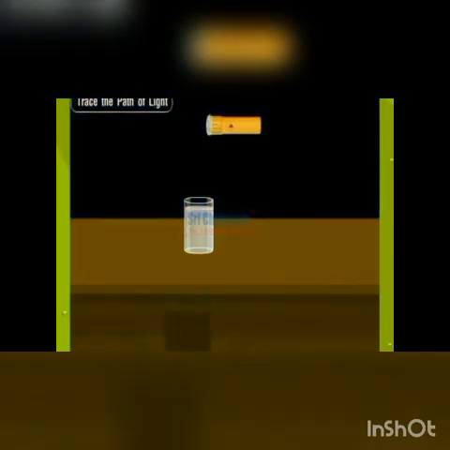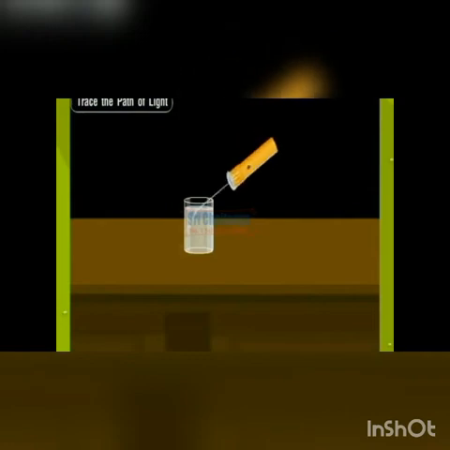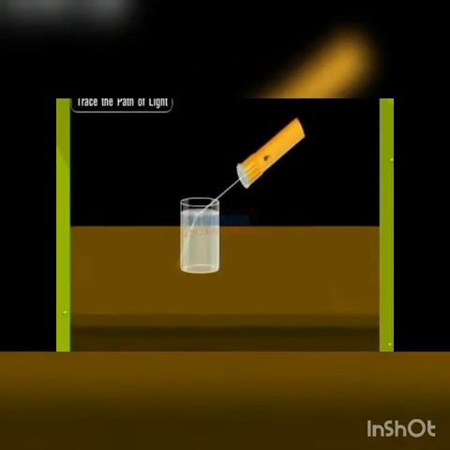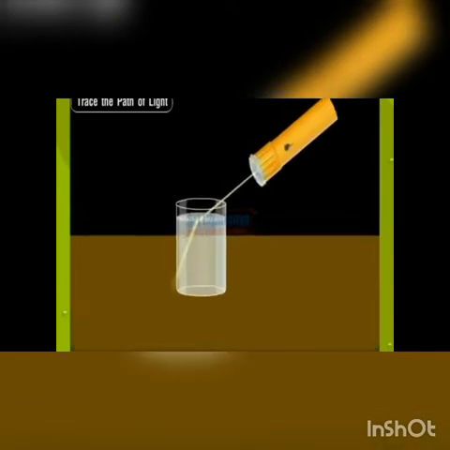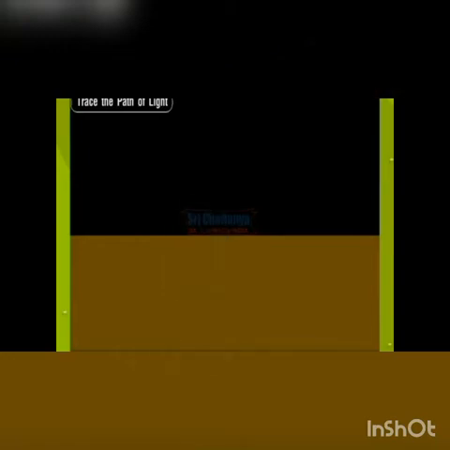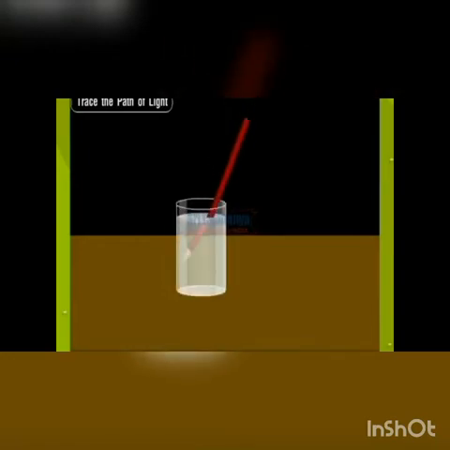Darken the room. Shine the ray of light from the torch to the bottom of the glass. Observe the path of the ray of light. The path is crooked. This shows that a ray of light changes its direction of propagation as it travels from air to water. Similarly, a pencil which is partially dipped in water appears bent or broken to the observer.